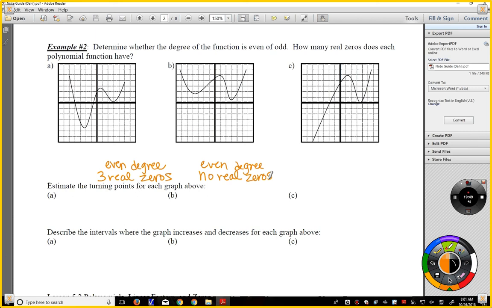All right, the graph in part C. Somebody new, raise your hand. Tell me what type of degree you expect the function to have. Good. Do you see the behavior is different at the end? Okay. So we would expect this function to have odd degree. What about the number of real zeros? Clear? Good. So 2 real zeros.